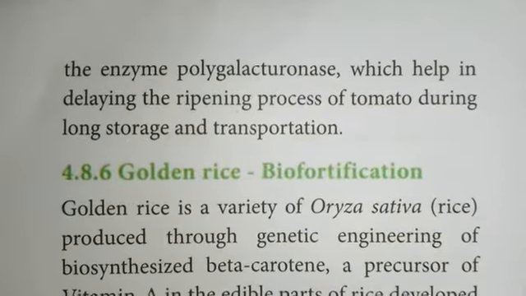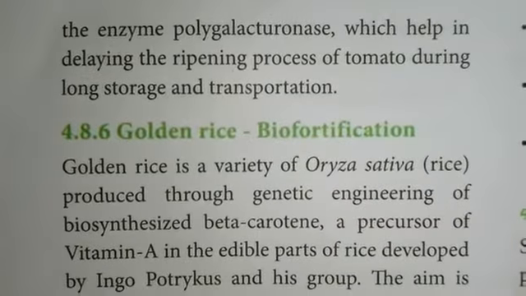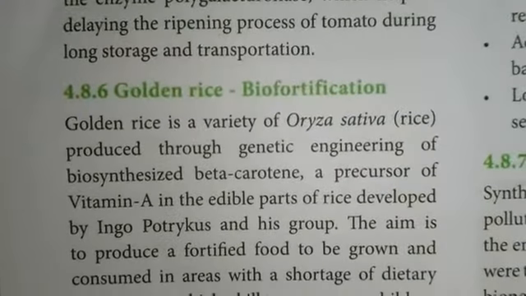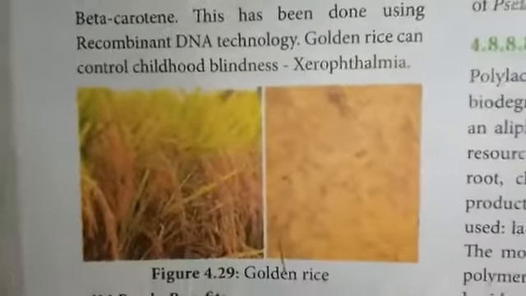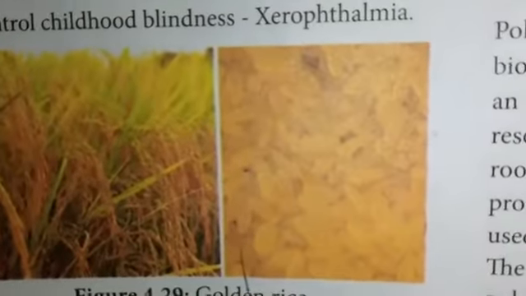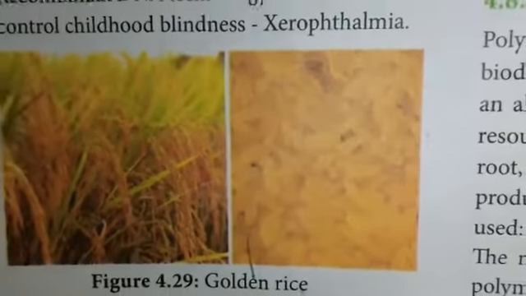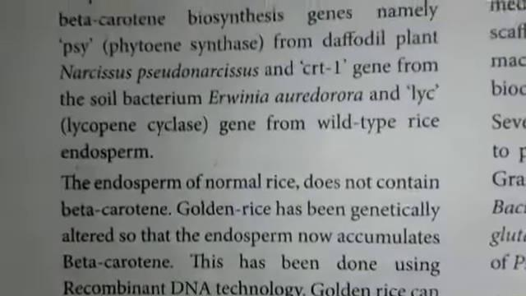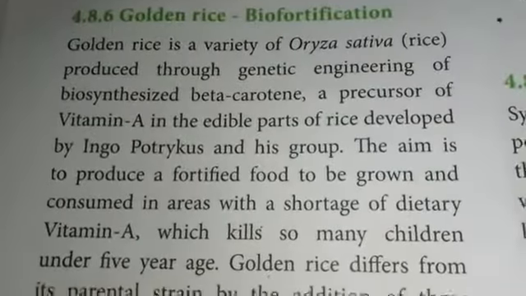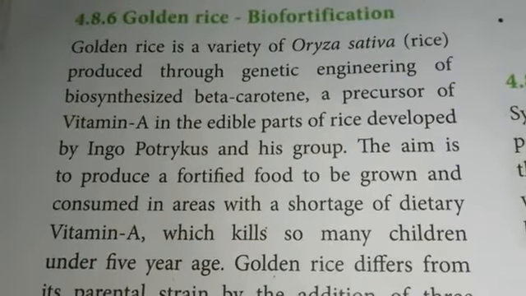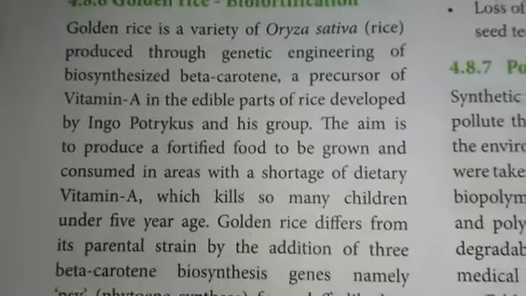The next, golden rice biofortification. So the golden rice is a variety of Oryza sativa. What is Oryza sativa? Oryza sativa is a rice plant. So the Oryza sativa was produced through genetic engineering to biosynthesize beta carotene, a precursor of vitamin A. What is beta carotene? It is a precursor.